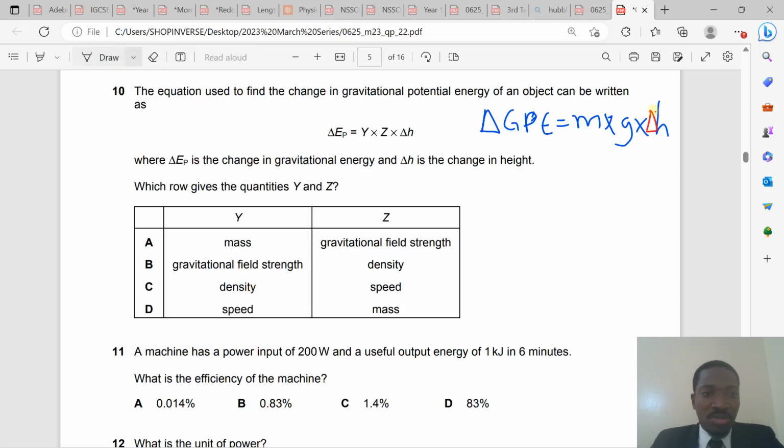Good, so let's continue. Which row gives the quantities y and z? You know, delta h is our change in height. Automatically, y and z remain our mass and gravity. That's all. So option A, mass, gravitational field strength. A is correct. If you say gravitational field strength and density, of course, there's no density in the formula for gravitational potential energy. There's nothing like speed. So only A is correct.